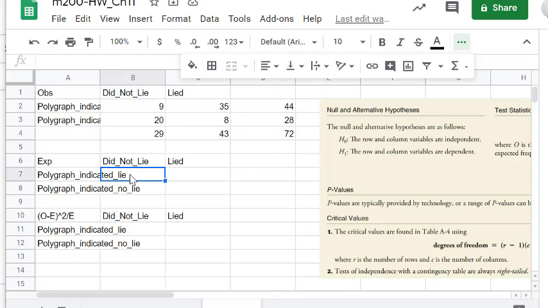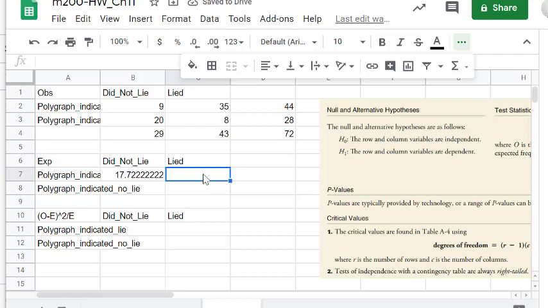So the expected value for each cell will correspond to a cell in the original table, and we will compute the row total, the column total, and the grand total. So we'll say equals, we'll click on the row total. This is for the number 9 here in the 9 slot. So that's a 44 times the column total, that's 29, divided by the grand total, which is 72.